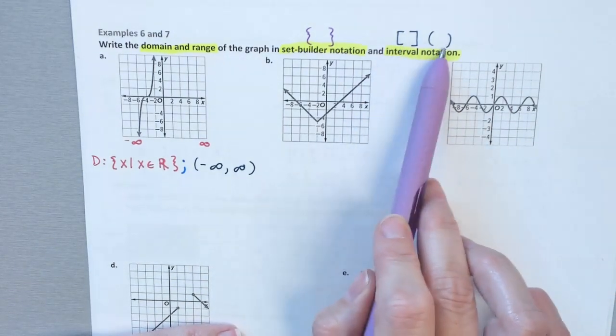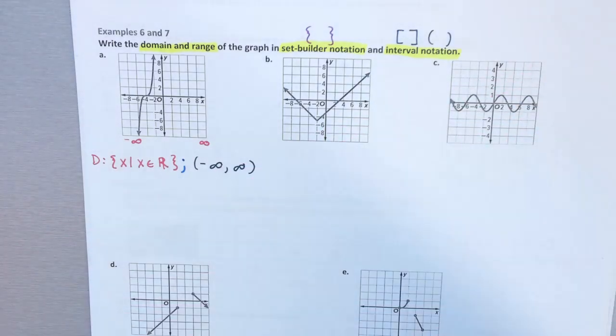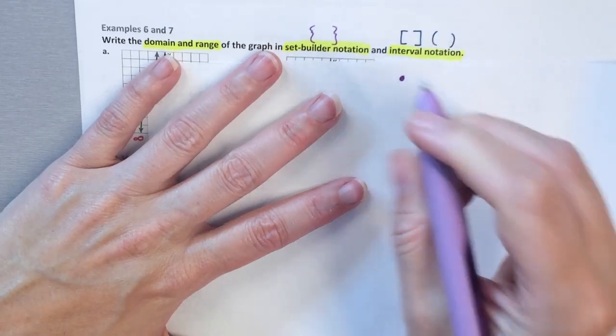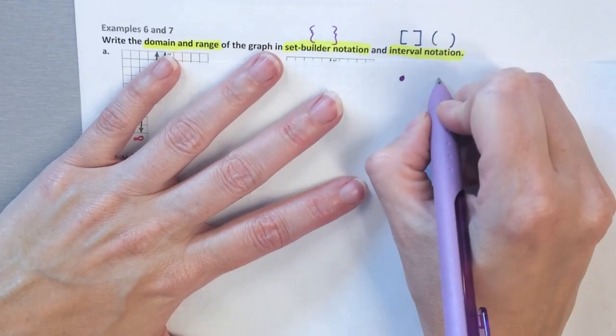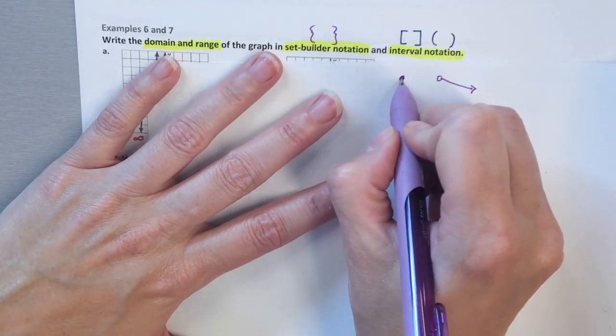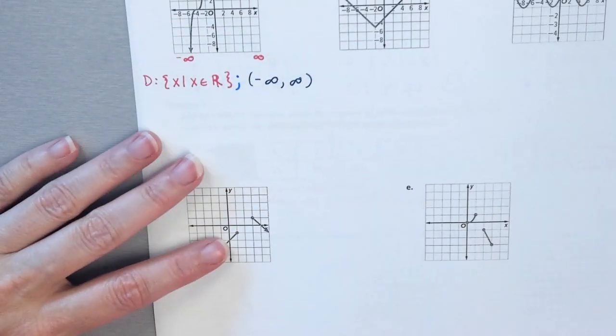Do you guys remember how to tell which one is which? It has to do with the circles. So if you have a closed circle, which is what we're going to have most of the time, it's going to be a closed bracket, and then you might have something with an open circle. That would be a bracket like that.